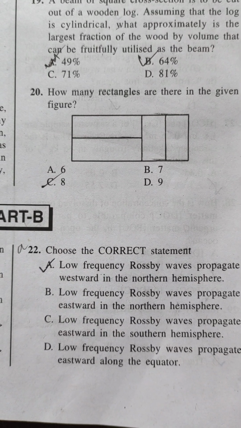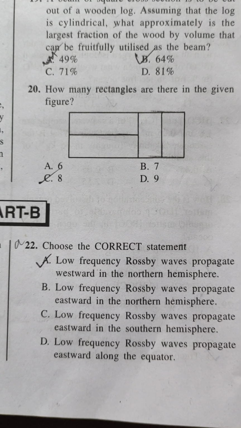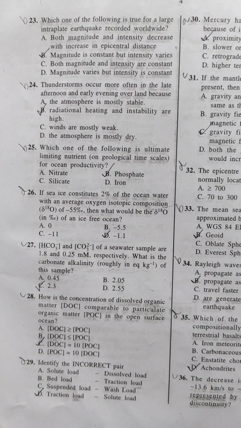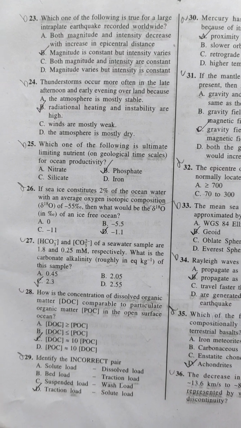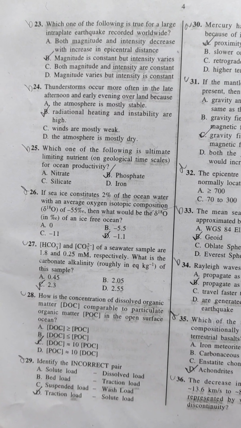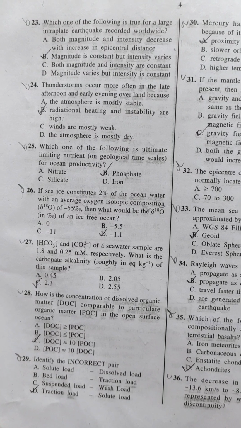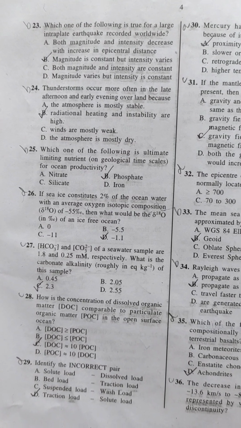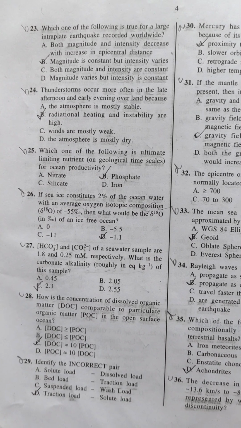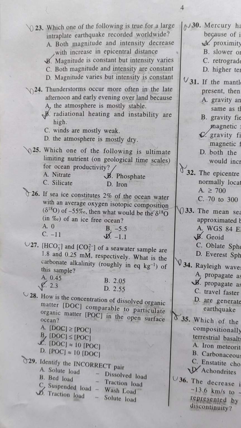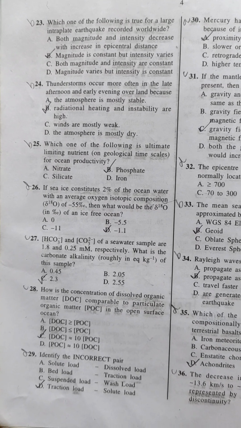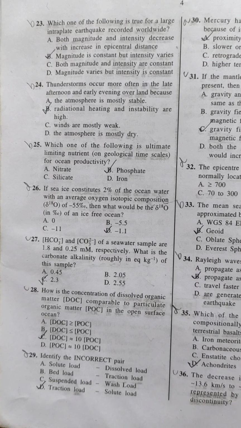Next question, choose the correct statement. Low frequency Rossby waves propagate westward in the northern hemisphere. Which one of the following is true for a large intraplate earthquake recorded worldwide? Magnitude is constant but intensity varies. Thunderstorms occur more often in late afternoon and early evening over land because radiational heating and instability are high. Which one of the following is the ultimate limiting nutrient on geological timescale for ocean productivity?